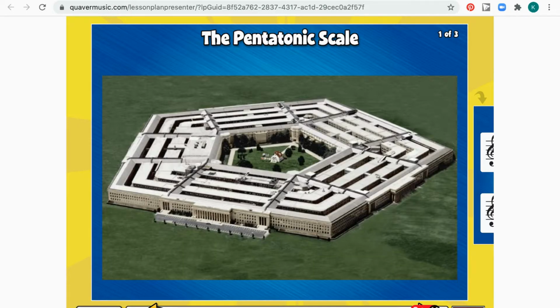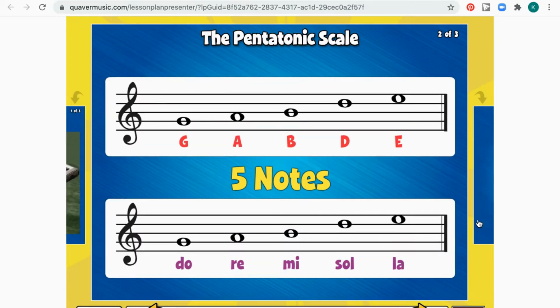Here we have a picture of the Pentagon. Now, the Pentagon has 5 sides to it. We can count them. 1, 2, 3, 4, 5. So the part of the word that starts the word Pentagon, penta, in fact means 5. So what we're going to talk about is the pentatonic scale.